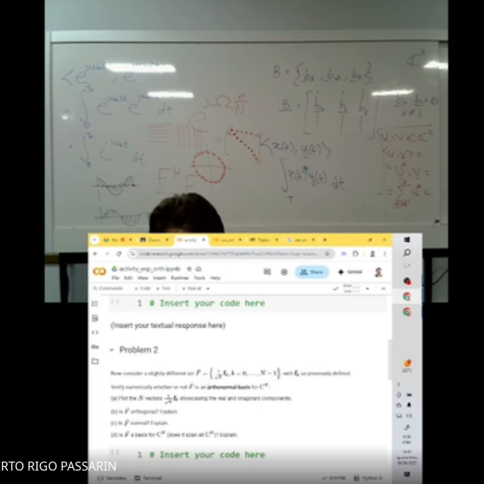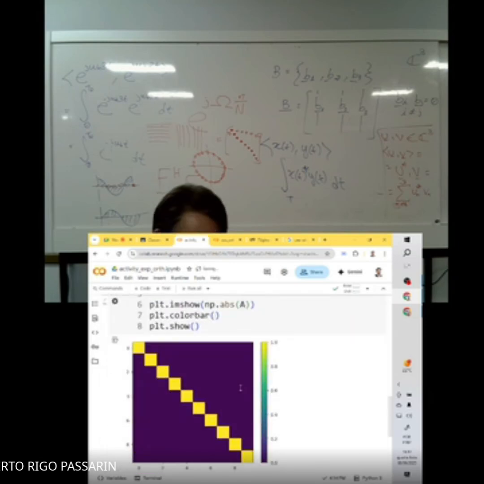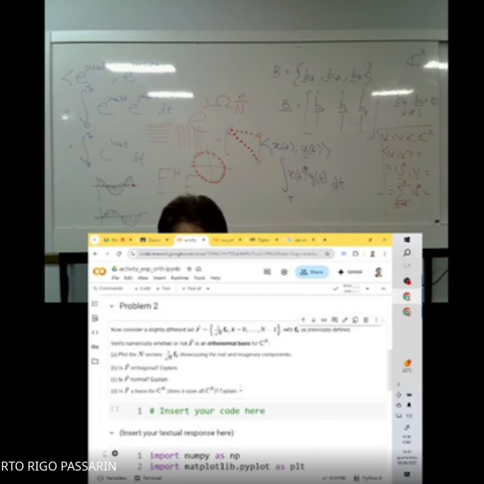I'm asking, is it an orthonormal basis? Those are three questions. Is it orthogonal? Is it normal? Is it a basis? How can we tell if this is a basis for Cn? Is it a basis for Cn? Does it span all of Cn?